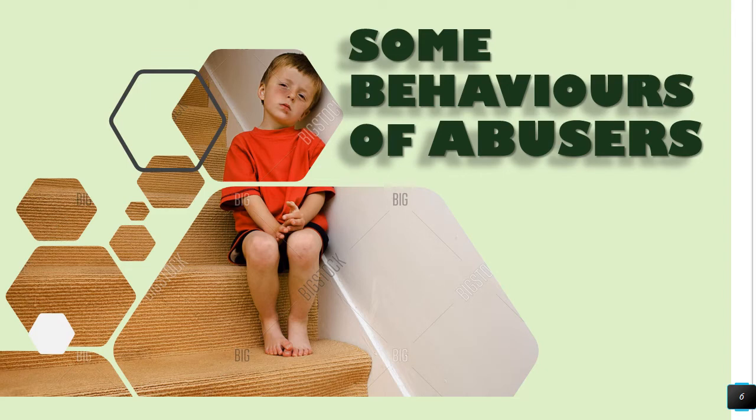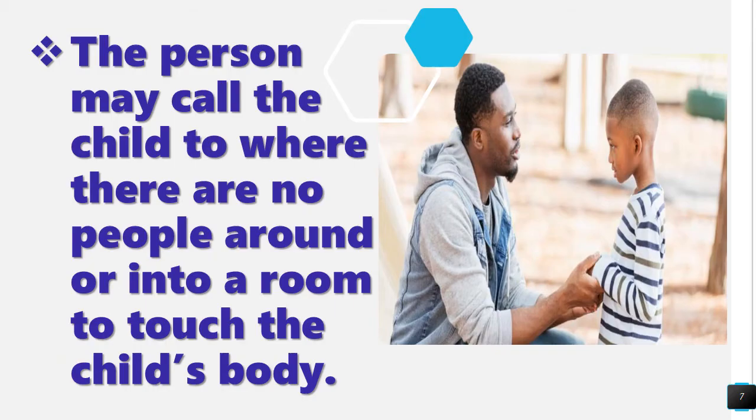Let's look at some of the behaviors of abusers. The person may call the child to where there are no people around or into a room to touch the child's body. So when an adult calls you to a place where nobody is, or into a room, and starts touching any part of your body, you know that that person is abusing your body sexually.